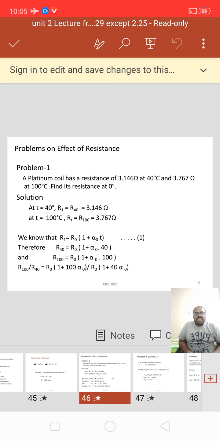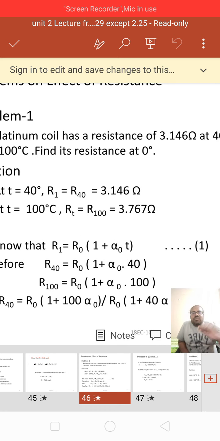At 40 degrees Celsius, R1 equal to R40, that equals 3.416 ohm. At 100 degrees Celsius, RT equal to R100 equal to 3.76 ohm. We already know that RT equal to R naught into 1 plus alpha naught into T. We take it as the first equation. Now we substitute the initial temperature 40 degrees Celsius and final temperature 100 degrees Celsius. So R40 equal to R naught into 1 plus alpha naught into 40, and R100 equal to R naught into 1 plus alpha naught into 100.